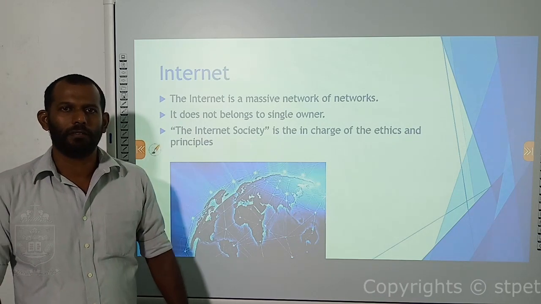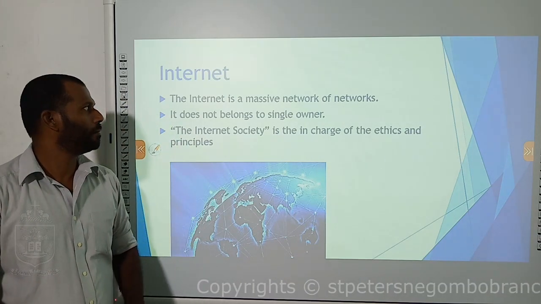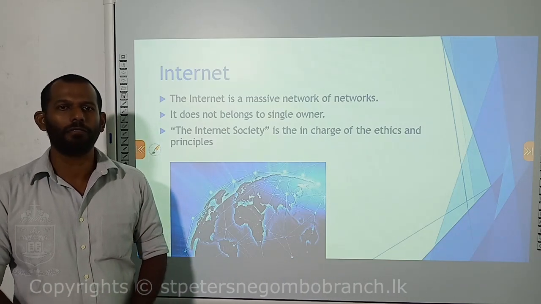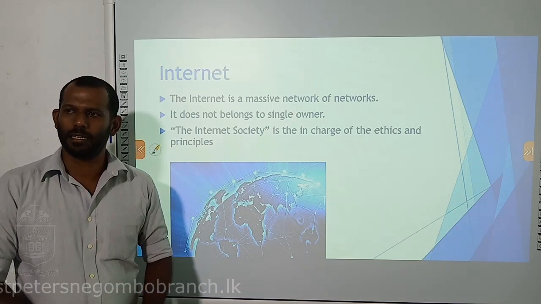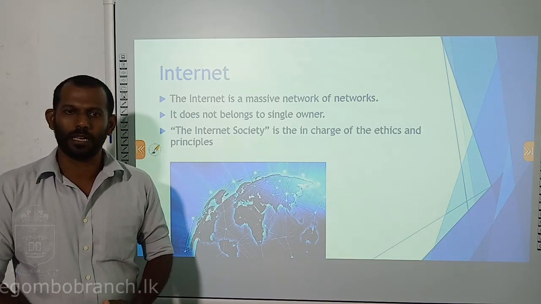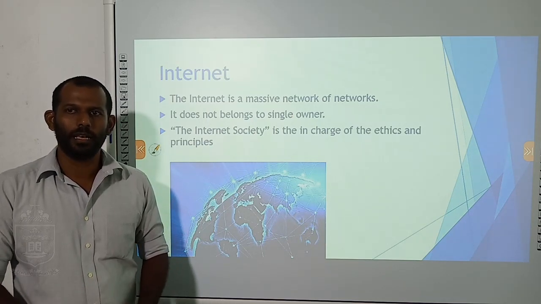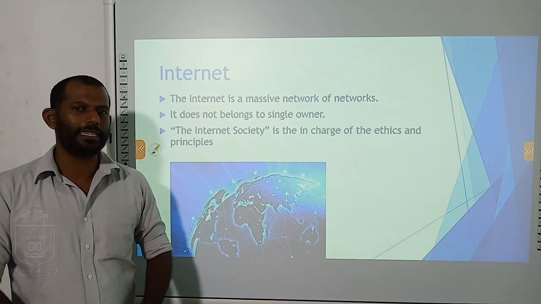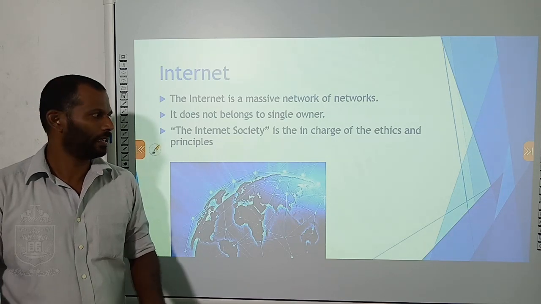Right, first we'll see what the internet is. The internet is a massive network of networks. That means it's a collection of networks. We already know what a network is: a network means we connect two or more computers together. The internet is not just two or more, it is a collection of huge numbers of computers or networks.